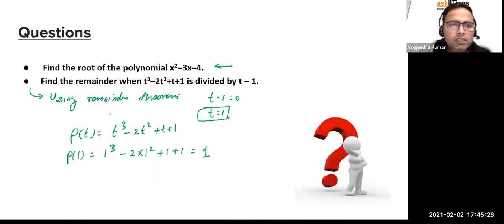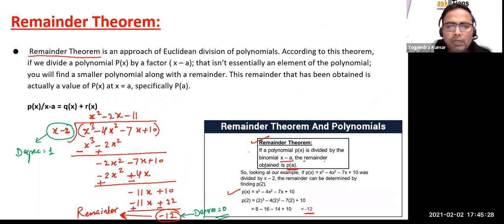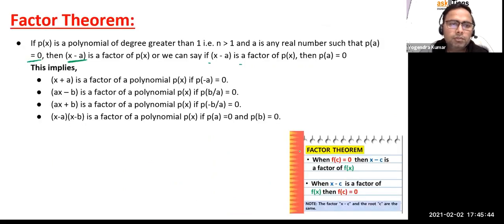So it is all the remainder theorem only, but the remainder is going to be 0. If the remainder p of a is 0, then x minus a is a factor of p of x. That's all, right? This is what we need to remember for the factor theorem. So this implies x plus a is a factor of p of x if p of minus a is 0. ax minus b is a factor of polynomial p of x if p of b over a is 0.